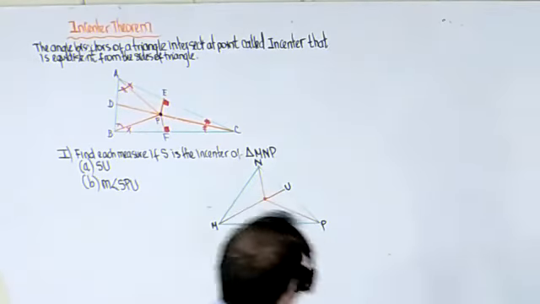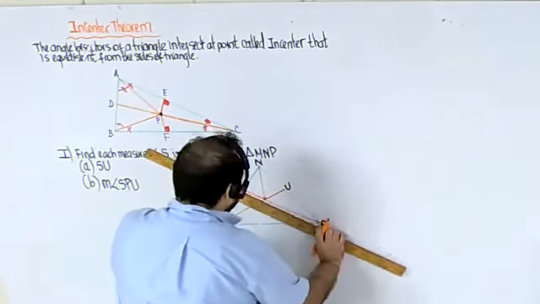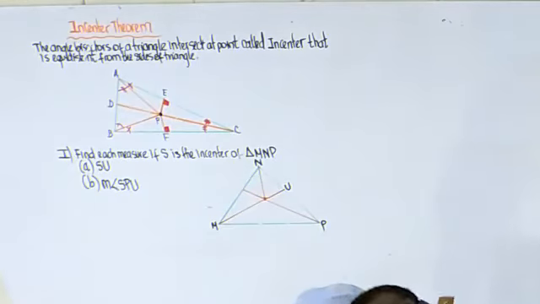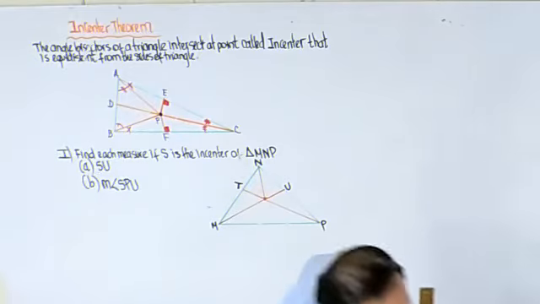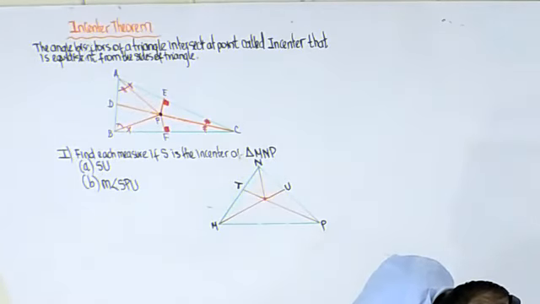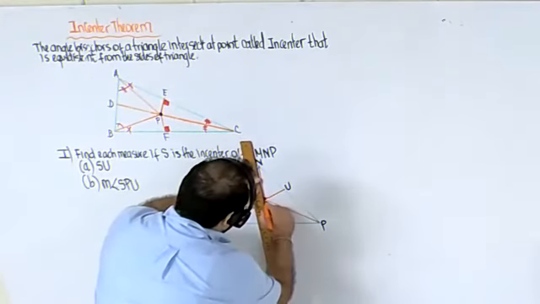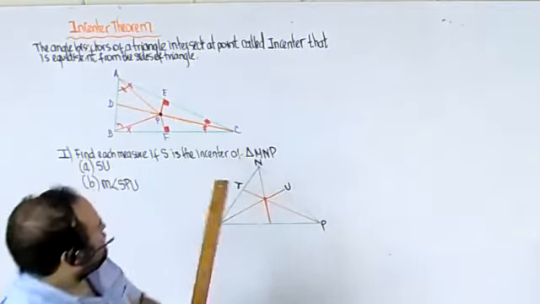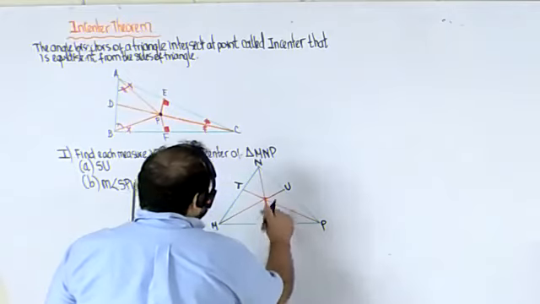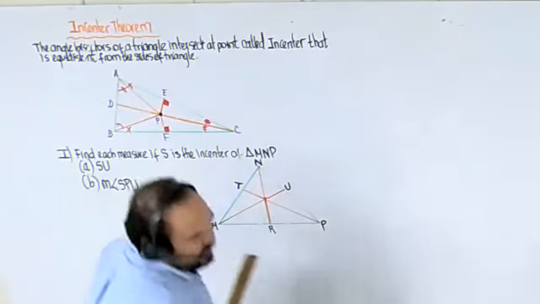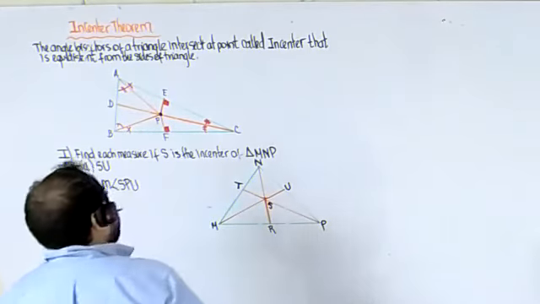We have the point T. This is the point T. All right, T, U, and R. I'm missing the point R. This is the point R. And the middle one represents the point S.